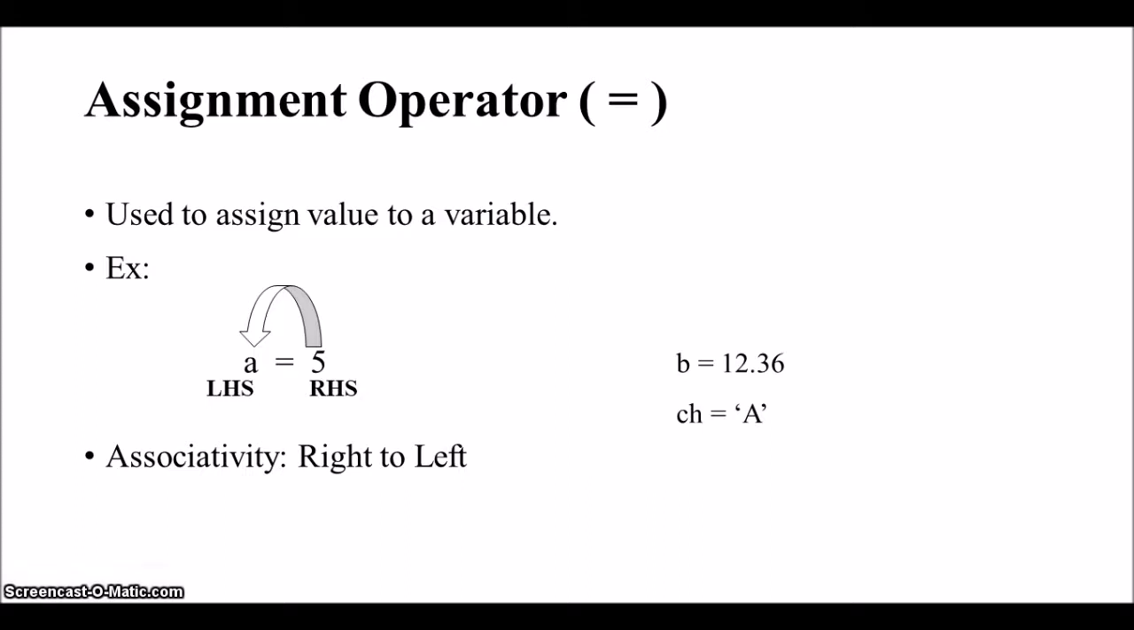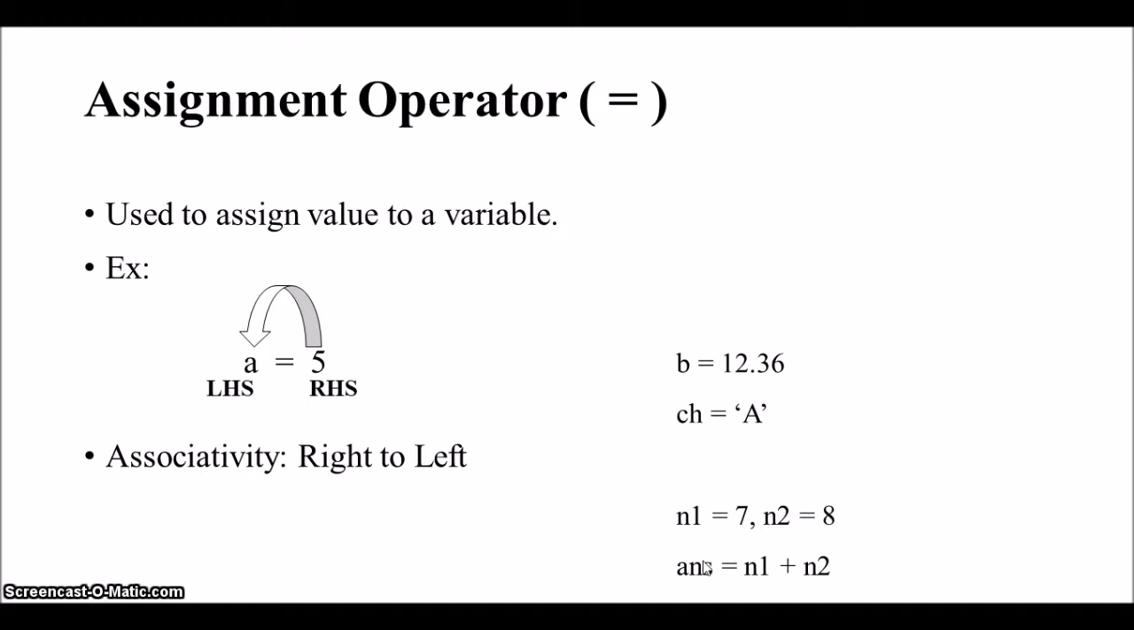Here are some other examples. 12.36 is assigned to a variable B. The character A is assigned to the variable CH. Similarly, here 7 is assigned to the variable n1 and 8 is assigned to the variable n2. You add n1 plus n2, and whatever is the sum is assigned to the variable answer.